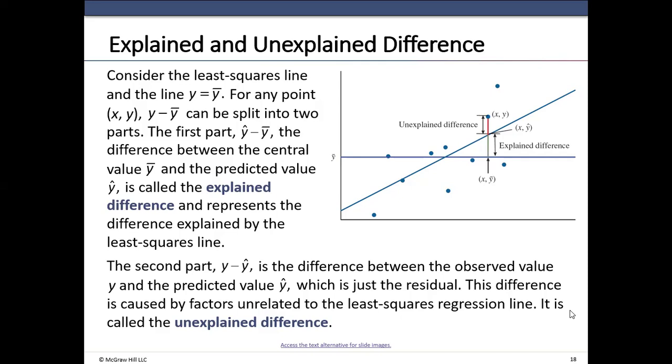So the first part, y hat minus y bar, the difference between the central value y bar and the predicted value, is the explained difference. As I said, the difference from the y value on the fitted line to the average value y bar, where y hat is coming from the fitted line, minus y bar, the average value of y, which in this case is the bottom difference, is the explained difference. It represents the difference explained by the least square line. The portion of the difference of the point xy which can be explained by the least square regression line is the vertical difference from y hat, which is on the fitted line, minus y bar, the horizontal line average value of y.